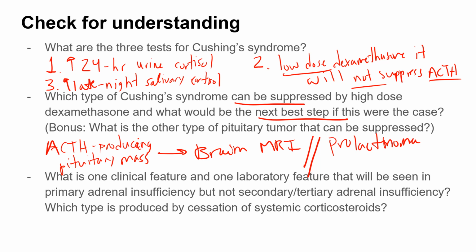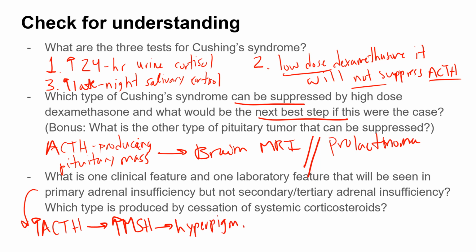So for the clinical feature, we know that in primary adrenal insufficiency, we have elevated ACTH, which is associated with elevated melanocyte stimulating hormone, which will lead to hyperpigmentation. And then for the lab feature, we also know that in primary adrenal insufficiency, they'll have low aldo because the entire adrenal gland's messed up. So then we know that they'll have a more significant hyponatremia, hyperkalemia, metabolic acidosis.